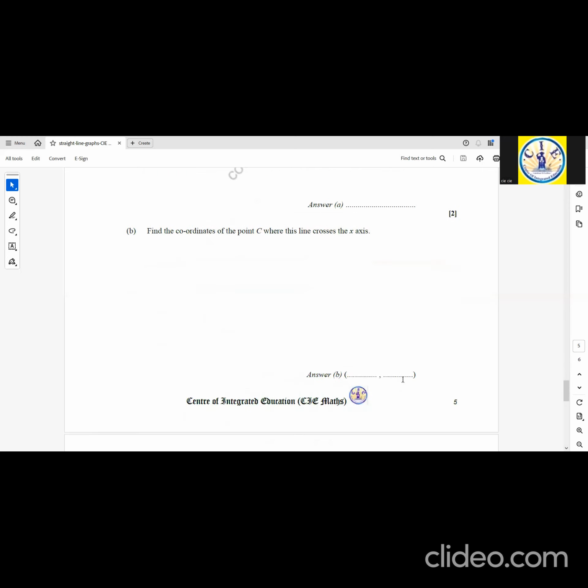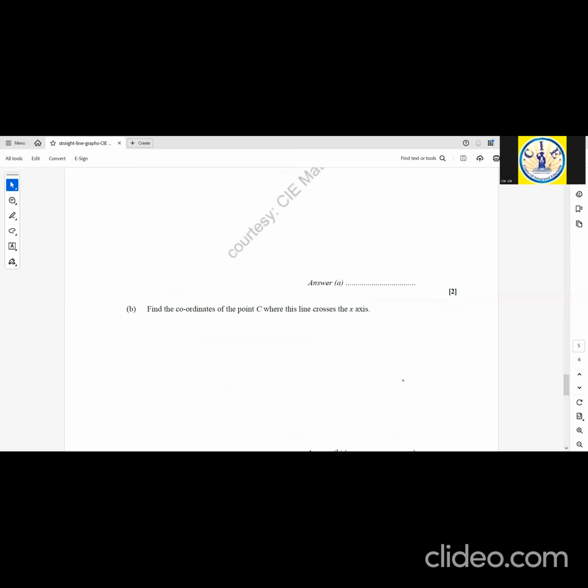Then it's part B. Find the coordinates of the point C where this line crosses the x-axis. The equation was y is equal to 2x minus 6. When a line is crossing the x-axis, its height above the x-axis is 0. That means its y coordinate is going to be 0. So I'm going to replace y is equal to 0 in this equation. So I would get 0 is equal to 2x minus 6, or 6 is equal to 2x. The value of x is 6 by 2, that is 3.